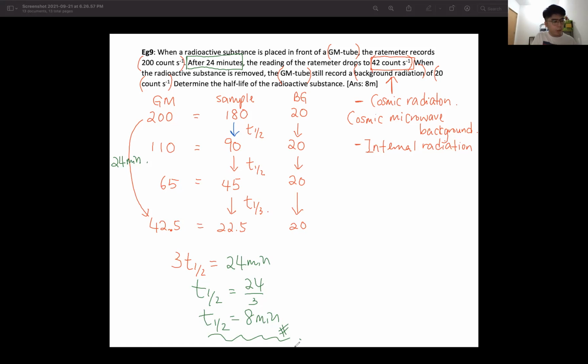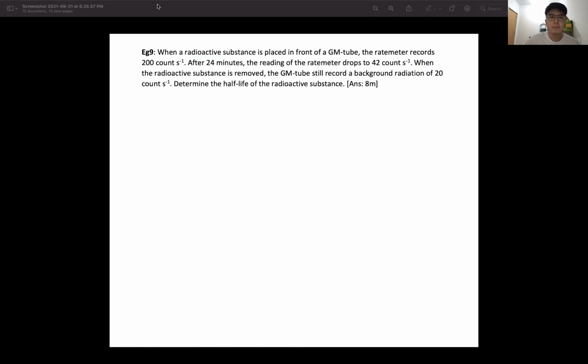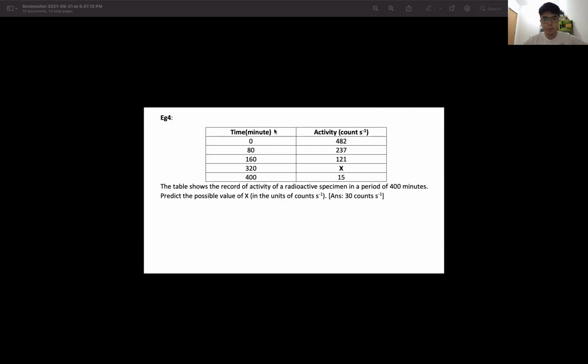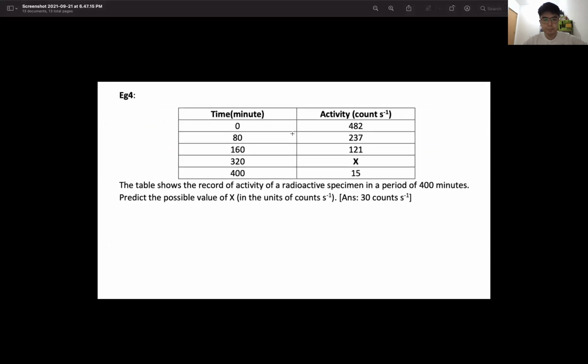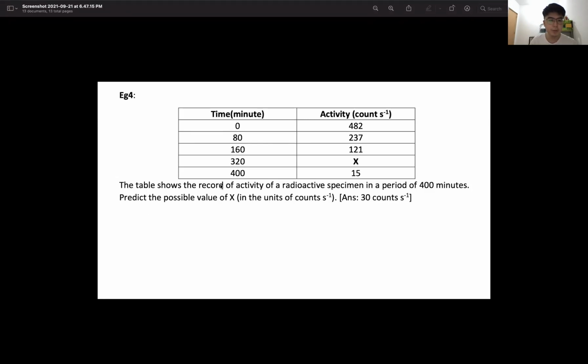Okay, we look at the next question. Okay, one more example here. The table shows the record of activity of a radioactive specimen in a period of 400 minutes. Predict the possible value of X. Meaning that you want to find X in the units of count per second.